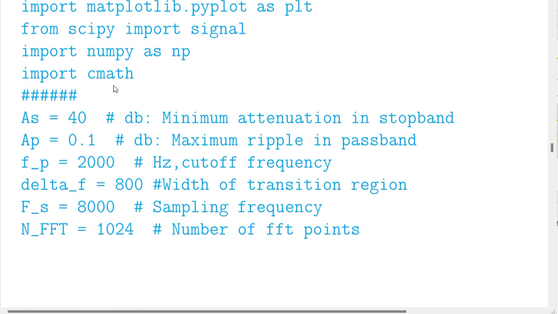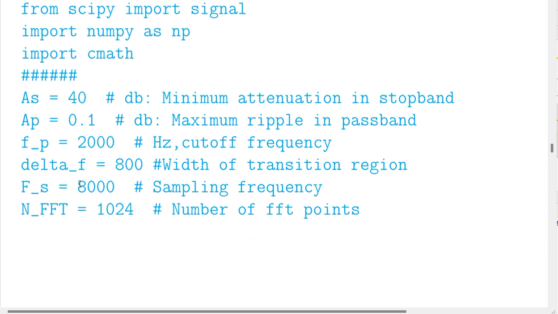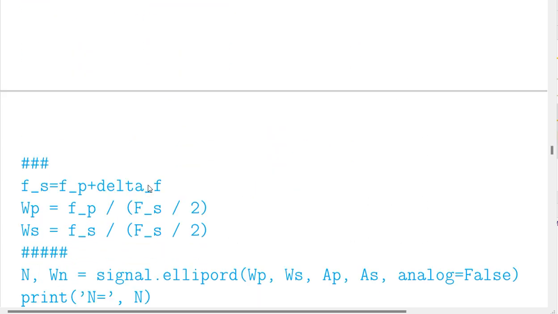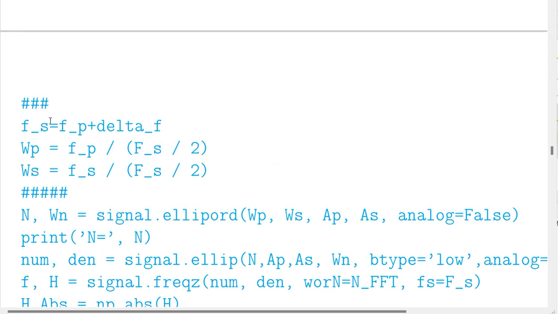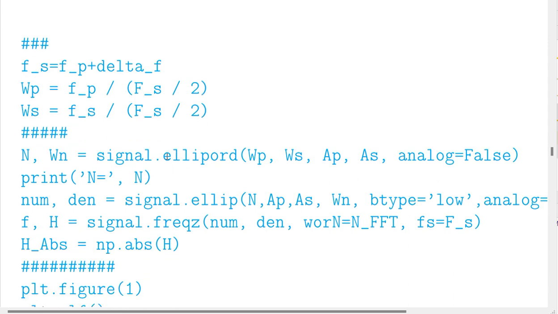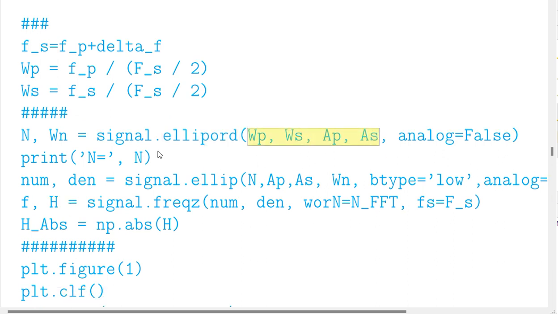Maybe you can predict what we are going to show. ASAP, 2800. I will run the band pass only, FS and FFT, writing FS, okay? This time ellip OR, the same setting of parameters, okay?